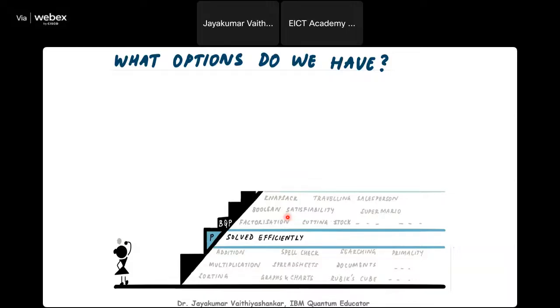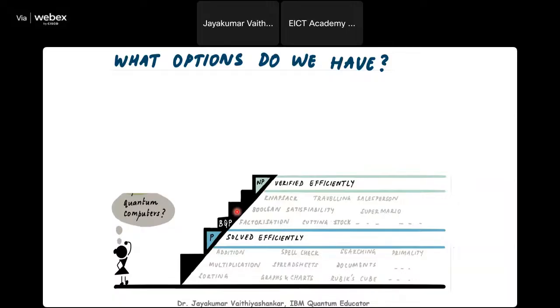Take an example of factorization, Boolean satisfiability problem, traveling salesman problem, or playing Super Mario, or the knapsack problem. All these problems belong to BQP. Here you require a quantum computer to solve them. Classical problems in P, you are able to solve with a normal classical computer. But if you want to solve these BQP problems, you need quantum computers.